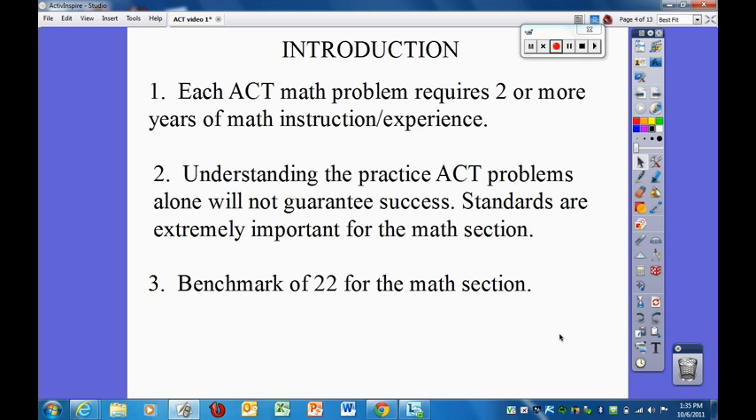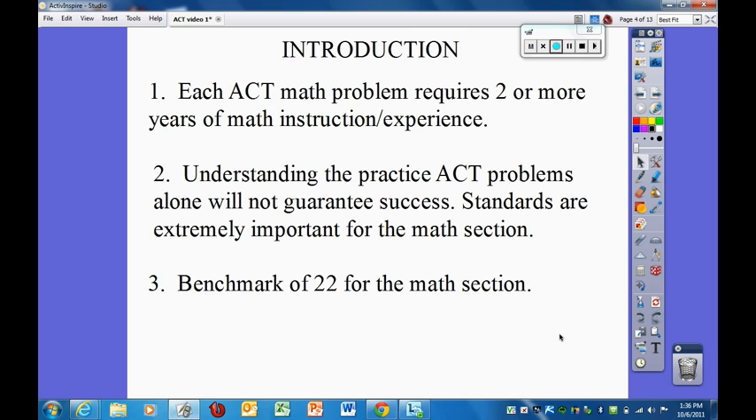Last, remember that the benchmark for the math section is a 22. You're not going to understand that today because your score can't be translated into a 22 today because you've only worked part of the test. But as you work the entire test, you want to be shooting for the 22 on that math section. The ACT organization has studied freshman college GPAs and have found that the ones that made a 22 in high school on that ACT ended up being successful in their freshman year of college.